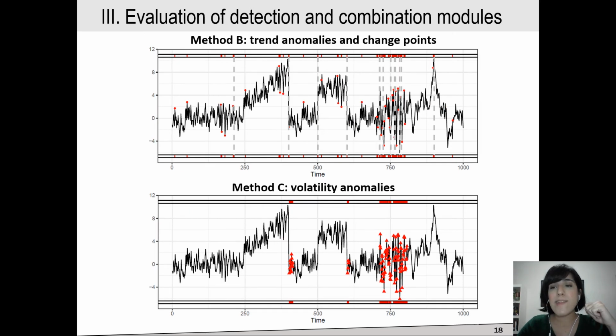And the same can be said about when comparing the detections of the second method with those produced by method C, for example, that specializes in detecting volatility anomalies, here represented as red triangle markings. So similarly, the analysis of the latter results makes it possible to understand that the agglomerated set of change points detected by method B around the observation 750 may actually be volatility anomalies instead of change points.